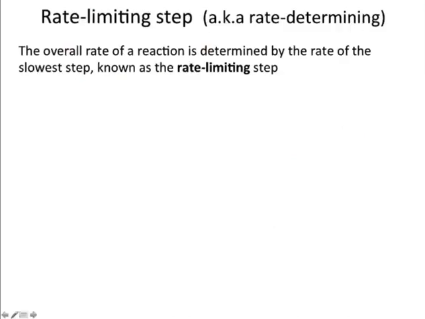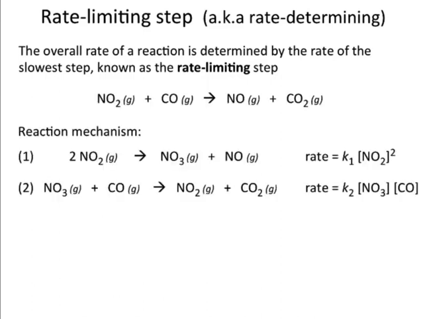Now, those are elementary steps. How do we go from that to figuring out the overall rate law for the reaction? What you do is you look at the mechanism, and whichever one of those steps is going the slowest, the rate law for that step is the rate law for the overall reaction. So here's a chemical example. Now we're back to the reaction and the mechanism we started with. Now that we talked about individual steps, you can do this part.